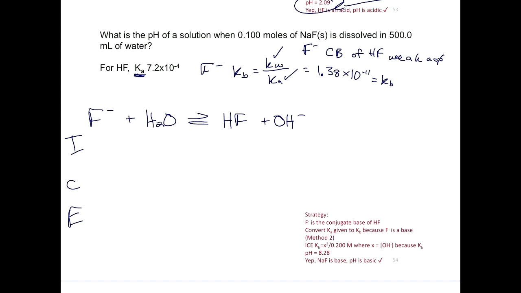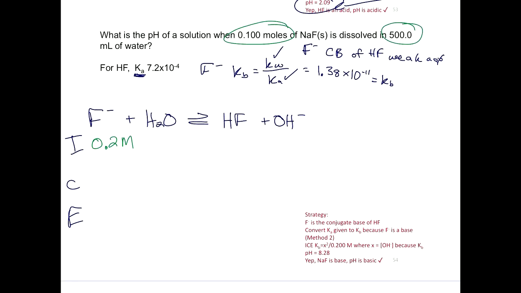Similar setup. Do I put 0.1 under F minus? No, I don't. Why? It's 0.1, just like the other one. Yes, that's moles. What is the unit of an ICE table? Molarity. Kas and Kbs are all concentrations. Kps are atmospheres or pressure, but that's okay. Here, Kas and Kbs have to be concentration. So it is not 0.1. It is actually 0.2 molarity, because we're dissolving it in half a liter of water.